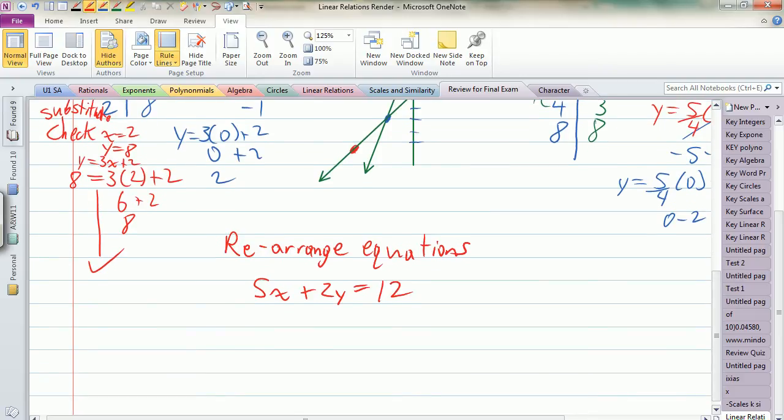So we moved our x term over. What's in front of the 5? There is nothing in front, so we'd have to subtract to move it. So we would get 2y equals -5x plus 12.